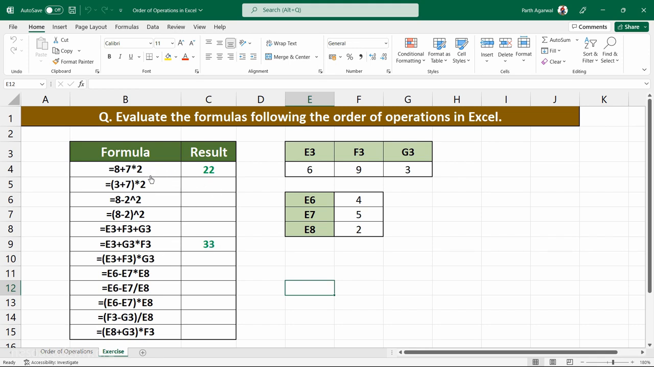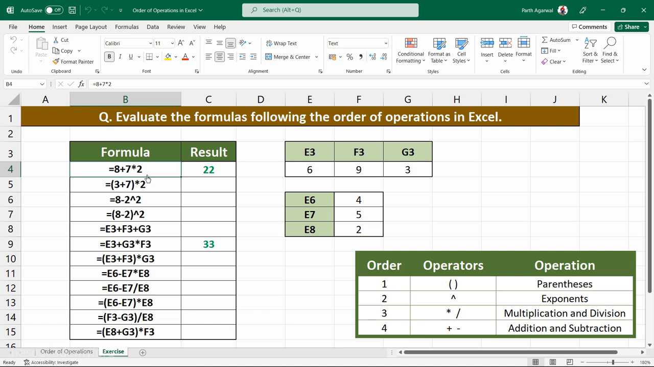Now have a look at the cell B4. In this formula, we need to evaluate 8 plus 7 multiplied by 2. Keeping in mind the order of operations, addition always happens after multiplication. This means, first of all, 7 will be multiplied by 2, then the result of it will be added later with 8. So 7 multiplied by 2 will give us 14. Then that 14 will be added with 8, that will result in 22.